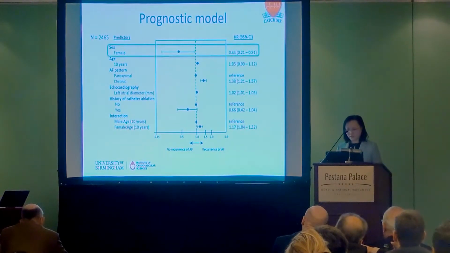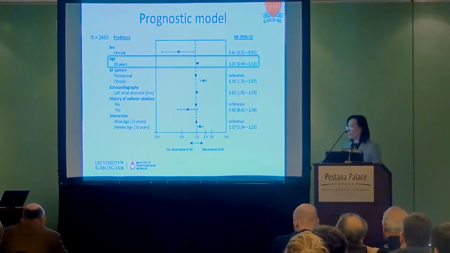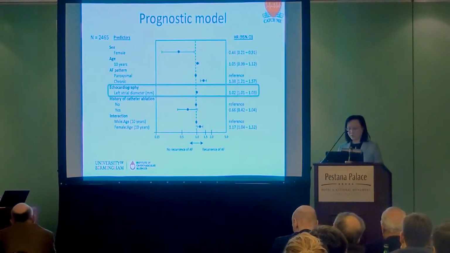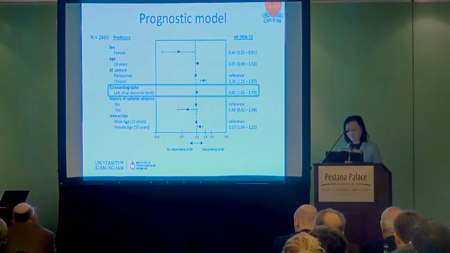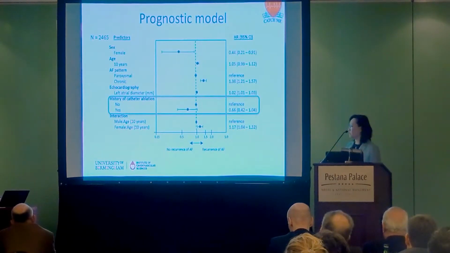We see, firstly, that females have less risk compared to males for experiencing recurrent atrial fibrillation. For every increase in 10 years, we see an additional 5% risk. For those who have a chronic form of AF, they are at a higher risk of recurrence. And this is the same for those with increased left atrial diameter on an echocardiography. And we see that those who have had an ablation have lower risk of recurrence.